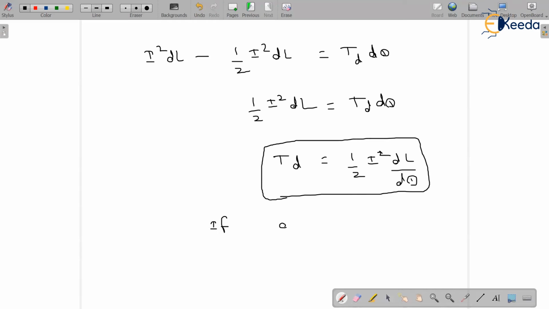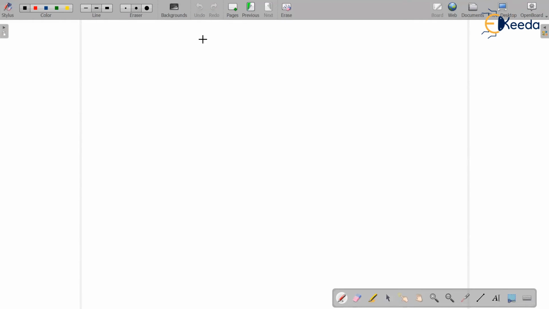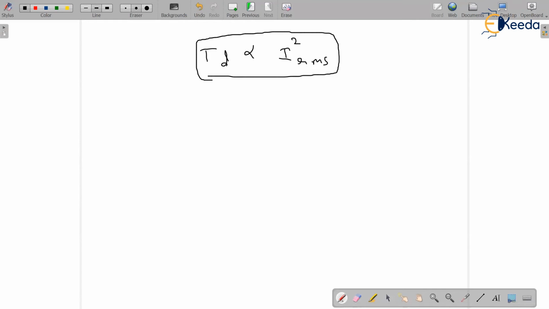So finally Td is equal to half I square dL by d theta. If dL by d theta is constant, then Td is directly proportional to I square RMS. So it is a non-linear scale.